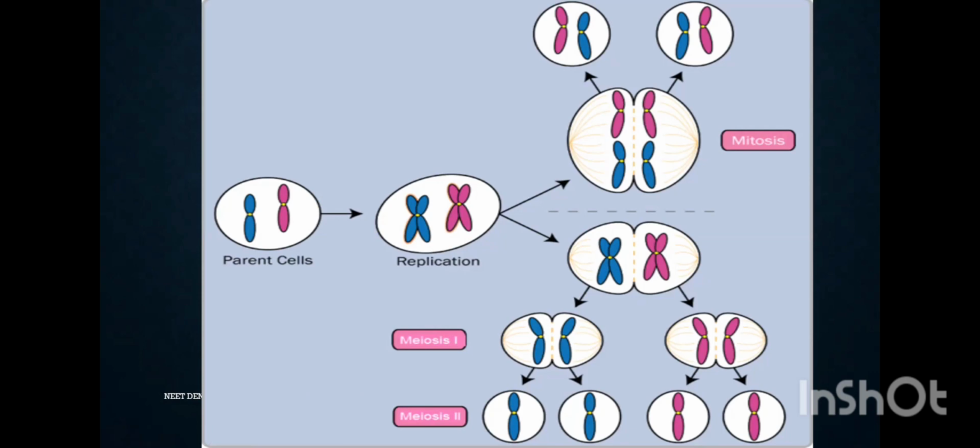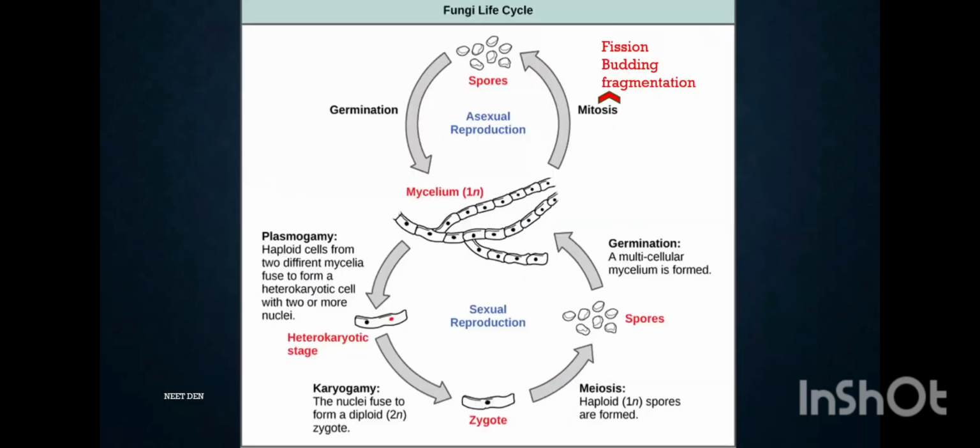In case of fungi, we don't look at the chromosomes, we look at the number of nuclei. So a parent cell which is formed by a combination of two nuclei will divide and will give rise to haploid spores. This is what we are going to learn ahead. So we know that fungi can reproduce asexually as well as sexually.